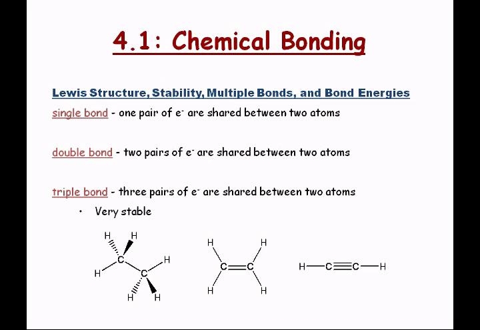So nitrogen, how many valence electrons does a nitrogen atom have? Five. One, two, three, four, five. You always start at the top.